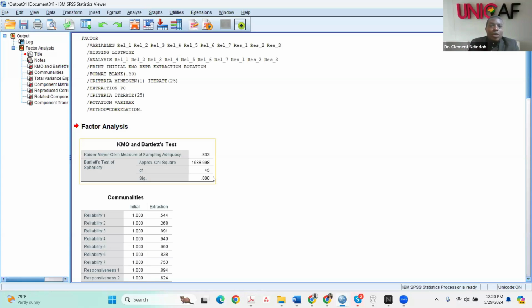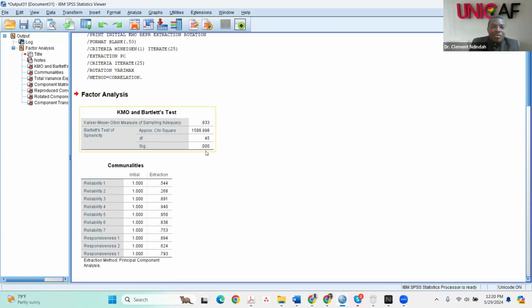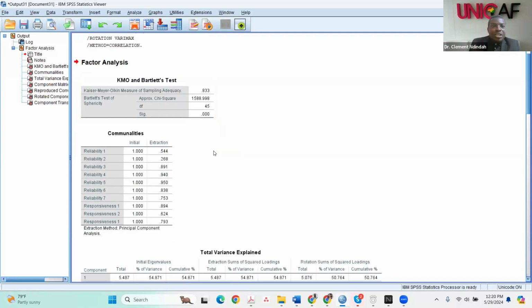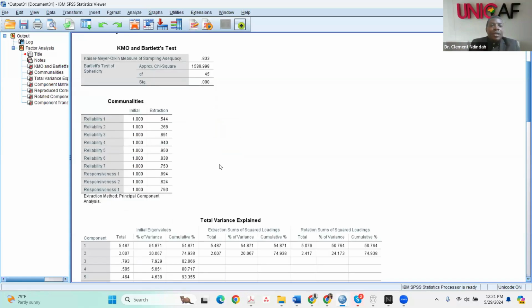This is good. So when we have our Bartlett's test of sphericity, which is statistically significant, it's fine. It tells us that there is correlation between all of the variables that we are including in this particular factor analysis. Then the next thing which we want to look at is the communalities, which is the correlation between the variables themselves.